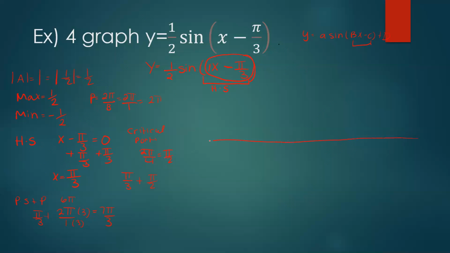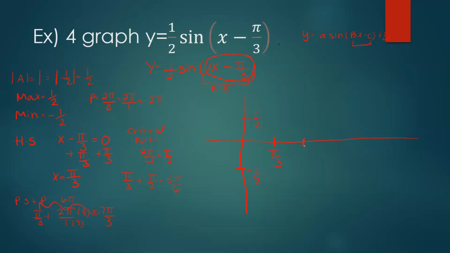This is example 4. So our max is positive 1/2, and this is negative 1/2. And then our first point, actually now I remember, right? The first point is the phase shift. So you start always at the phase shift. So what's my phase shift? Pi over 3. Then you add the critical points. So I don't know why I did this. If you add pi over 3 plus pi over 2, that's going to be 5 pi over 6.